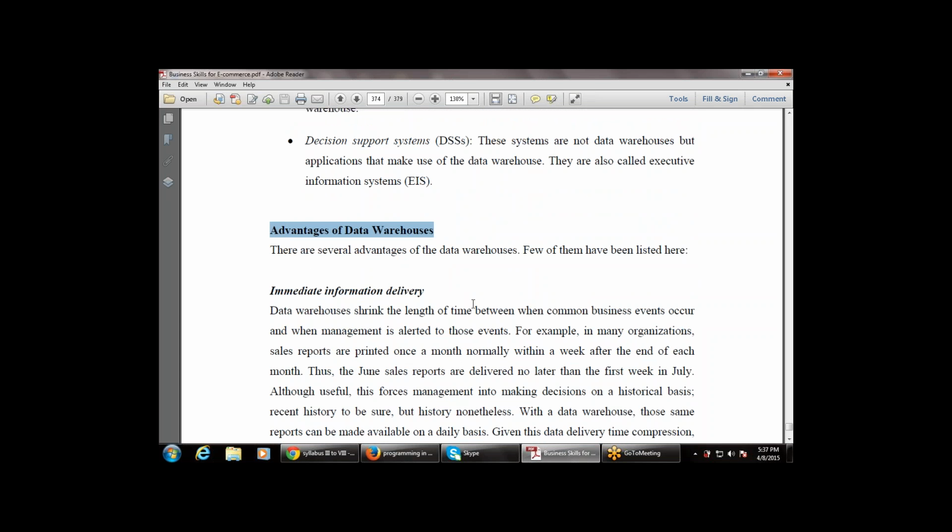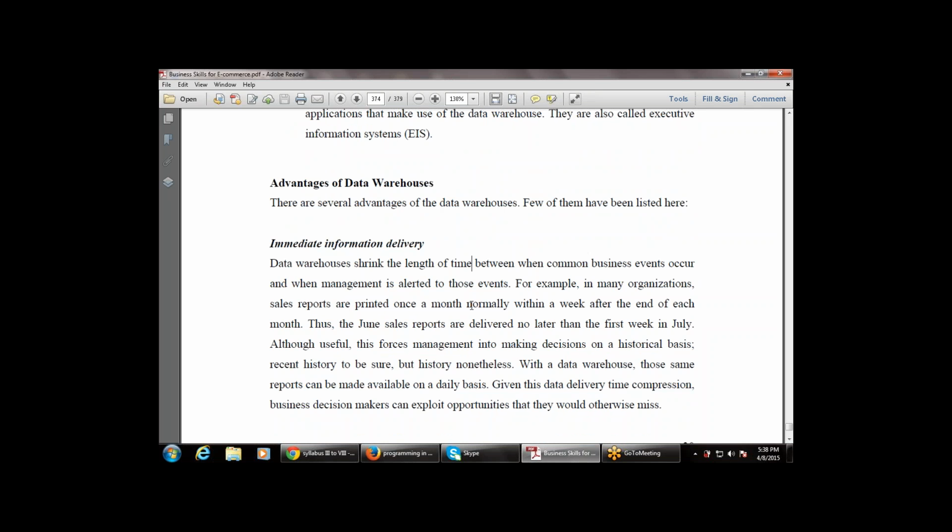Now next, what are the various advantages of a data warehouse? That is, why do we store the data, and what advantages do data warehouses provide? One of the major advantages is immediate information delivery. Whenever I need information, that is possible because the data is stored in a data warehouse.